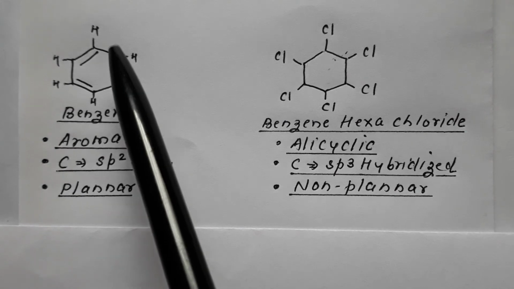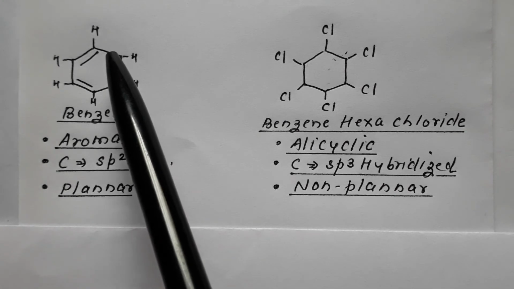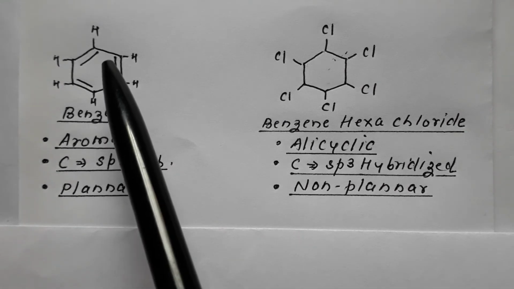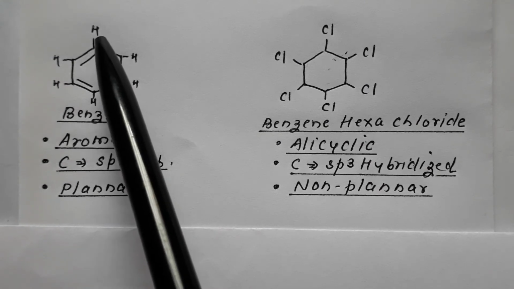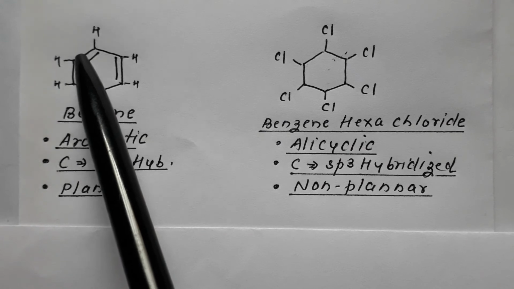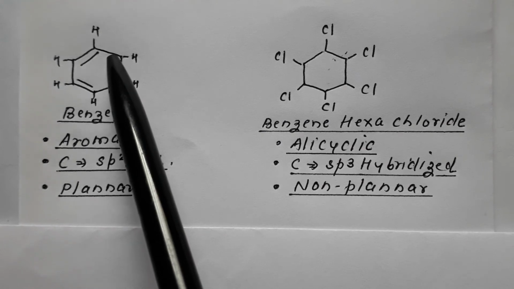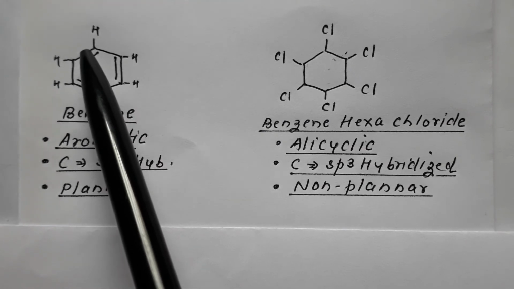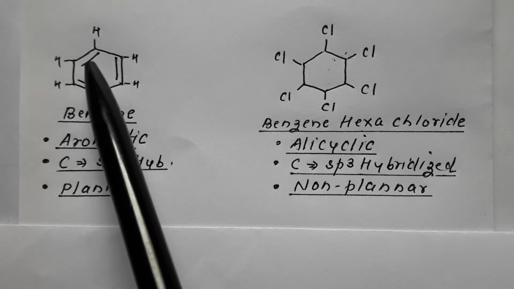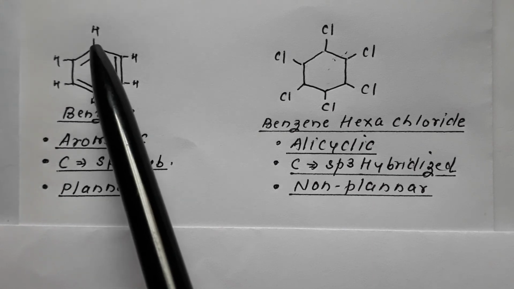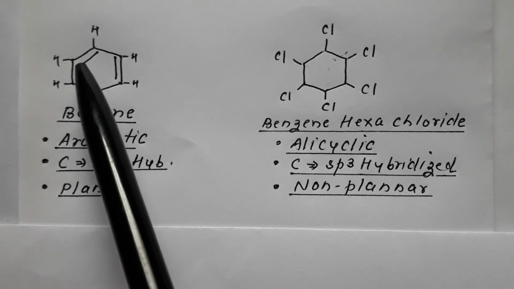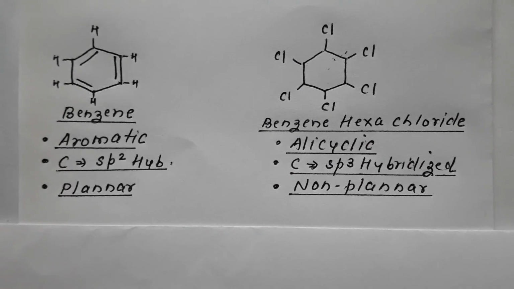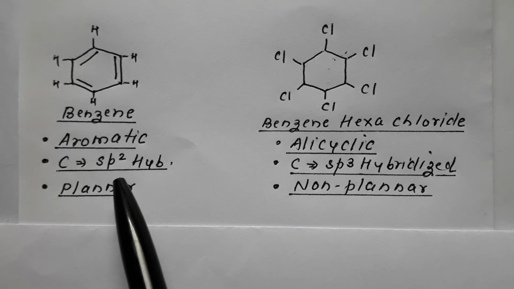Now each carbon has formed 4 bonds, of which 3 are sigma and 1 is pi. This is a sigma bond, this is a sigma bond, this is a sigma bond, but one bond is a pi bond. So carbon has formed 3 sigma and 1 pi, therefore carbon is sp2 hybridized.